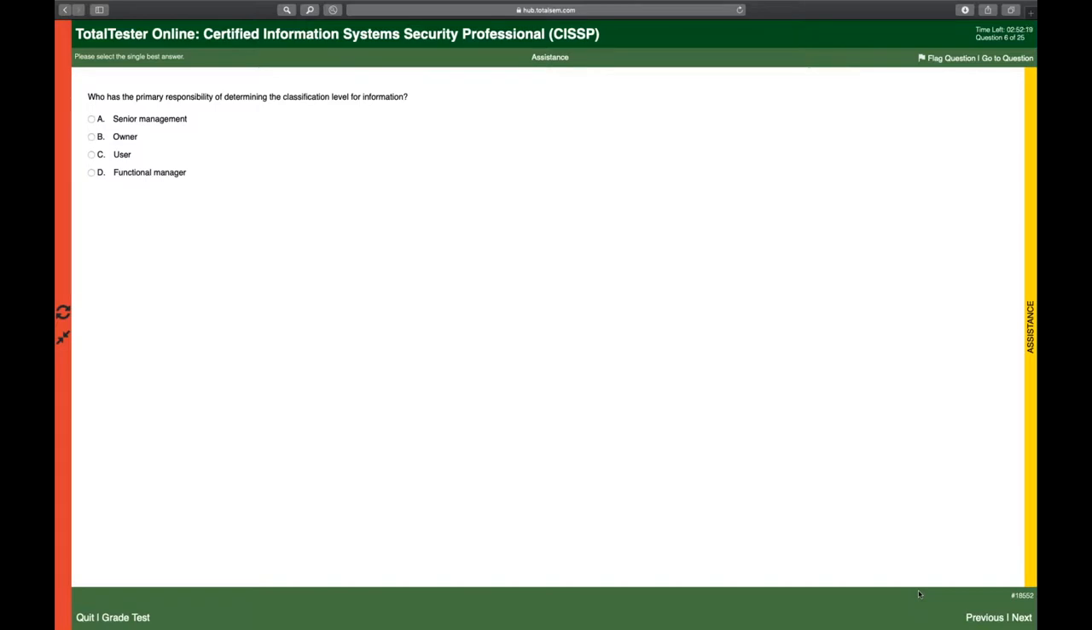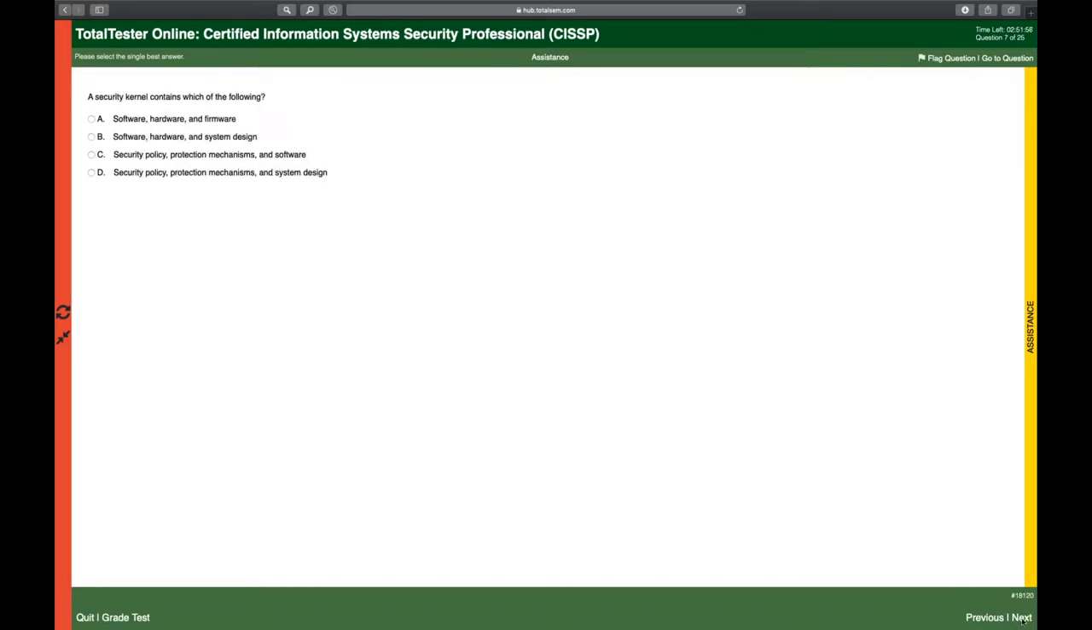Who has the primary responsibility of determining the classification level for information? Seeing this one. Ready. This is a layup. Go for it. Yeah, I'm ready. Bravo. Data owner. And I wish it would say data owner, not just owner.